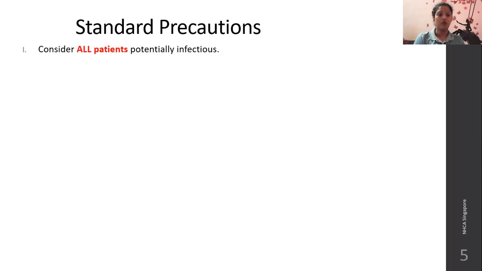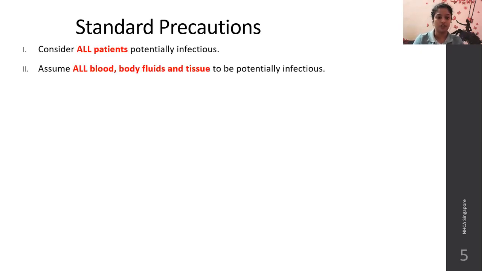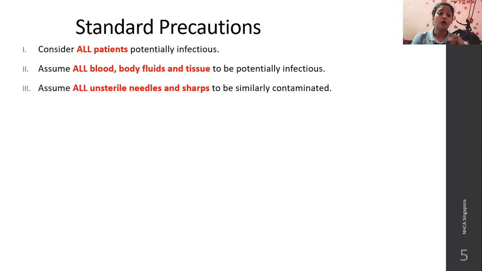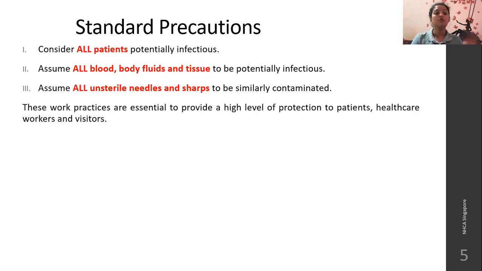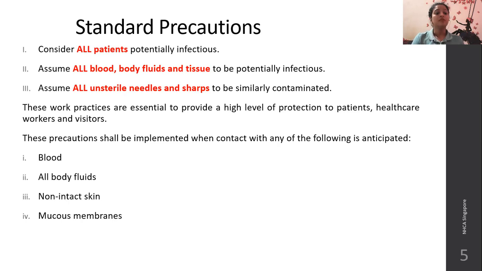In standard precautions, there are some guidelines, universal rules of standard precautions. Consider all patients potentially infectious. Consider all blood, body fluids, and tissues to be potentially infectious. Consider all unsterile needles and sharps to be similarly contaminated. These work practices are essential to provide a high level of protection to patients, healthcare workers, and visitors. These precautions shall be implemented when contact with any of the following is anticipated.